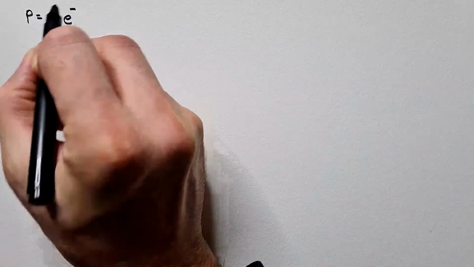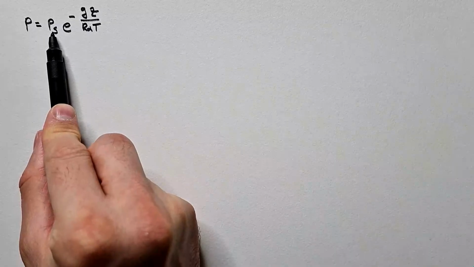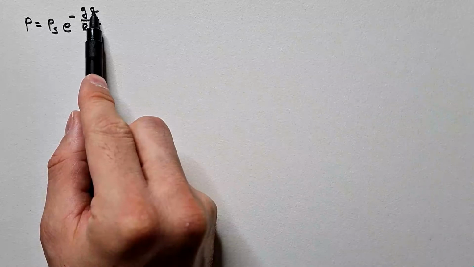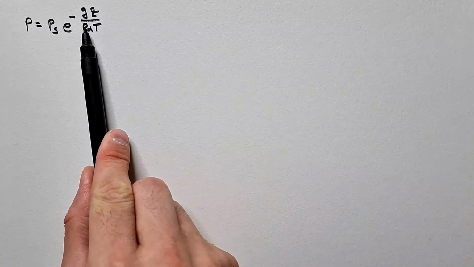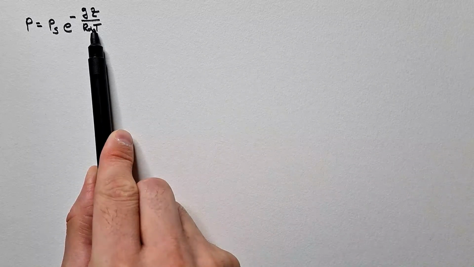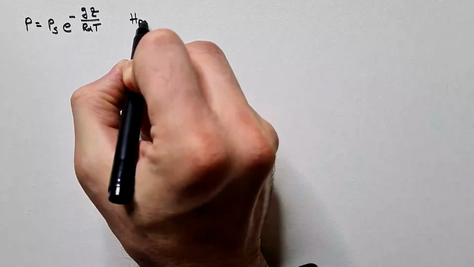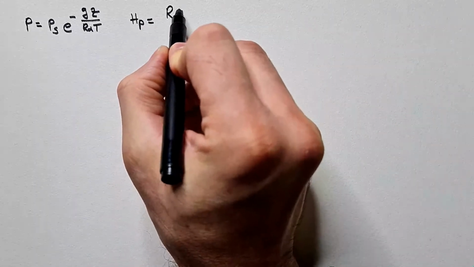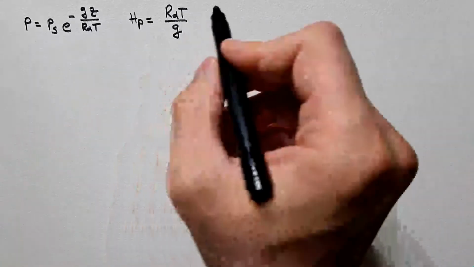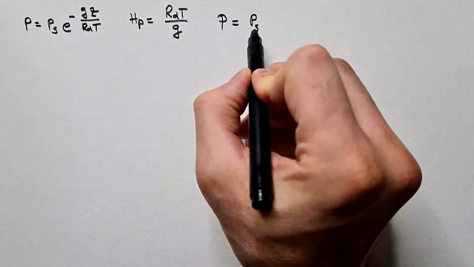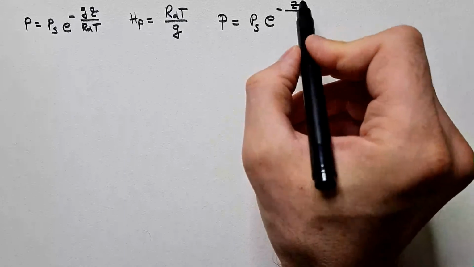In the previous video, we derived the barometric equation that describes how pressure decreases in isothermal atmosphere, and we saw that pressure is P = Ps e^(-gz/(Rd T)). Ps is the surface value of the pressure, P is pressure at height z, g is gravitational acceleration, Rd is gas constant for dry air, and T is temperature in kelvins, but temperature is constant here, isothermal atmosphere. However, we also introduced the substitution Hp = Rd T/g, and therefore this equation becomes P = Ps e^(-z/Hp).